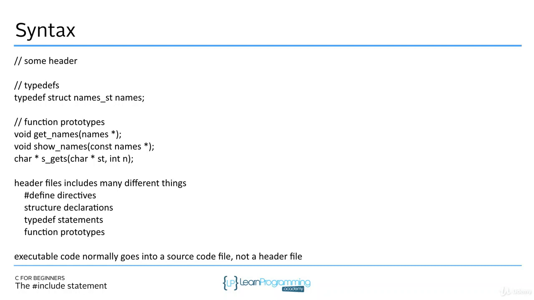Executable code, remember, goes in a source code file. A source code file ends in the .c extension. Executable code normally doesn't go in a header file. There are some exceptions when you want to do things inline, which is, again, an efficiency thing where you can put source code in header files. But typically a .h file, a header file, is not going to contain implementation code.